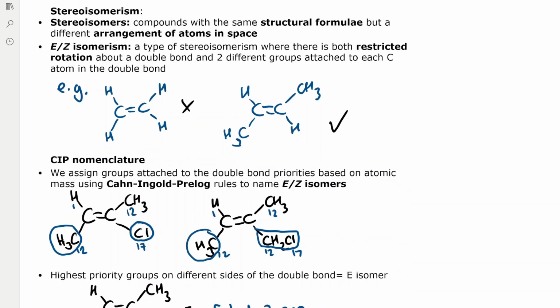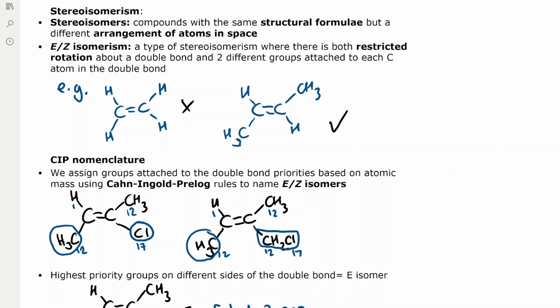So stereoisomerism is quite an important topic for alkenes. And stereoisomers are compounds with the same structural formula, but a different arrangement of atoms in space. So this is different from structural isomers, which have the same molecular formula, but a different structural formula. So with stereoisomers, the atoms actually arrange differently in space, because remember that molecules are 3D structures.